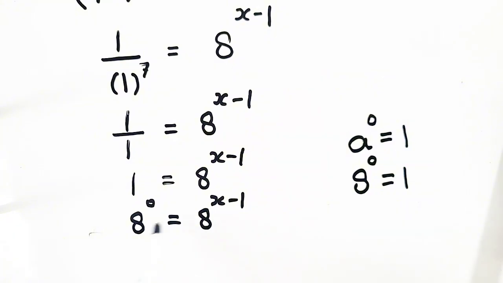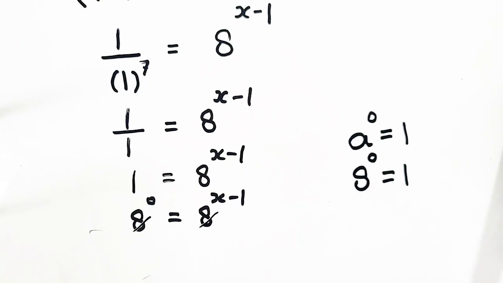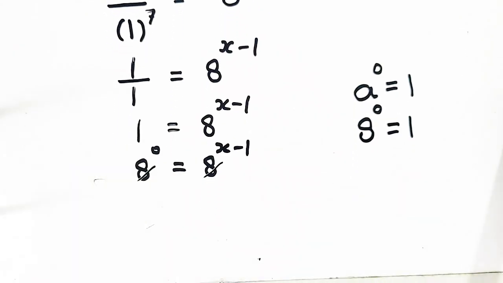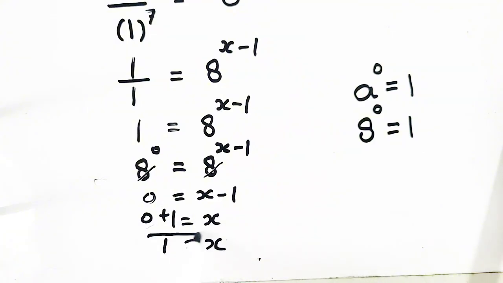So as the bases 8 are the same, these are cancelled. It means 0 is equal to x minus 1. So the value of x will be equal to 0 plus 1. So x will be equal to 1, which is our required answer.